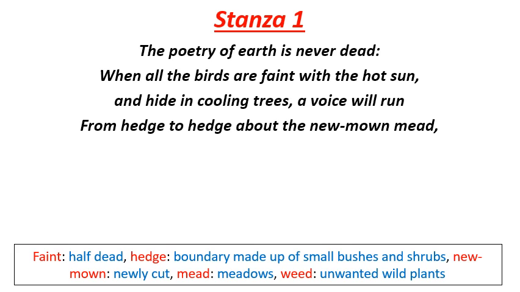In these lines the poet explains how, according to him, when it is the hot sun, when it is summer, and all the birds are faint, faint means half dead because of heat and thirst, and hidden in trees to keep themselves cool, there is a voice, there is a song, there is a singing which runs from hedge to hedge, from boundaries made up of bushes and shrubs, about the new mown, newly cut, mead, meadows, a piece of grassland.